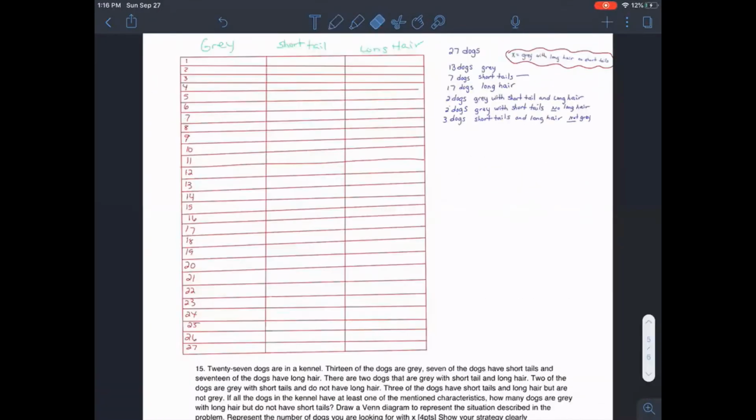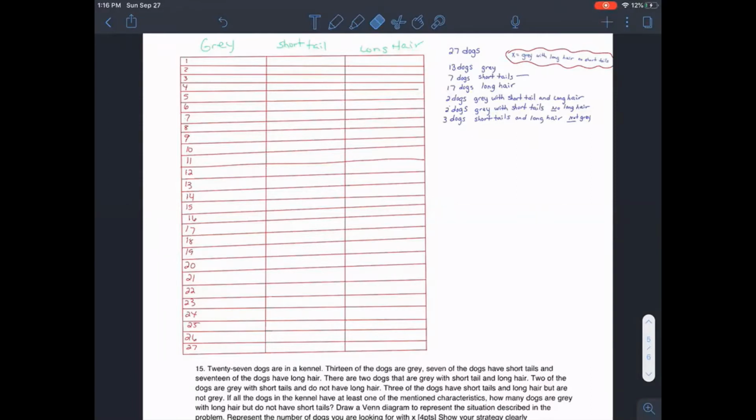All right, so let's do number 15. It says 27 dogs are in a kennel. 13 of the dogs are gray, 7 of the dogs have short tails, and 17 of the dogs have long hair. There are 2 dogs that are gray with short tails and long hair. 2 of the dogs are gray with short tails and do not have long hair. 3 of the dogs have short tails and long hair but are not gray. If all the dogs in the kennel have at least one of the mentioned characteristics, how many dogs are gray with long hair but do not have short tails?